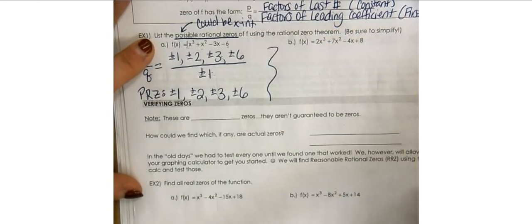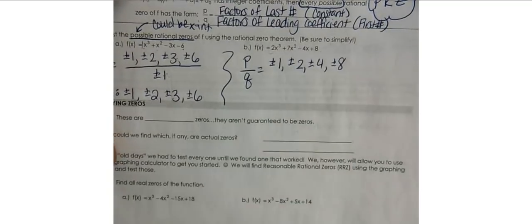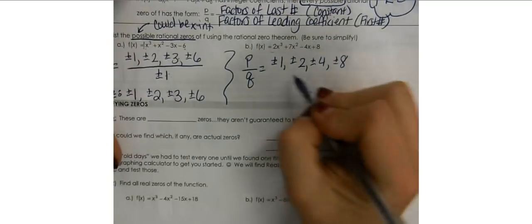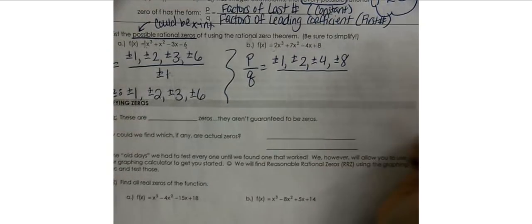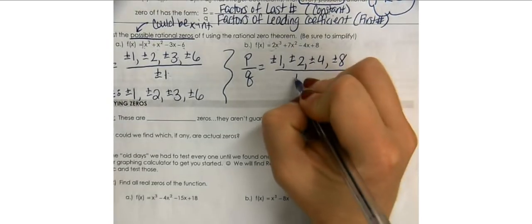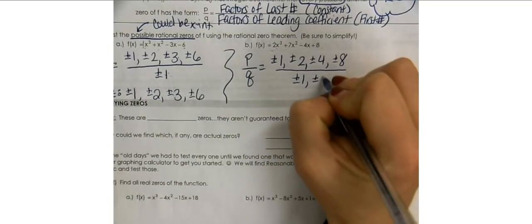Let's go ahead and look at letter B. For letter B, it's a little bit different because our leading coefficient is something other than 1. So I have my P's over Q's, and I'm going to list all of my factors of the number 8. So the number 8 has a 1 as a factor, the number 2 is a factor, the number 4 is a factor, and the number 8. So I'm going to write plus or minus 1, plus or minus 2, plus or minus 4, and plus or minus 8. The number 2 has 2 factors, plus or minus 1 and plus or minus 2.